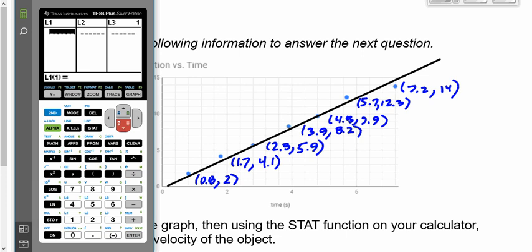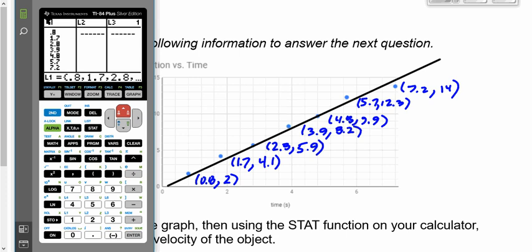So now what I want to do is enter all of these coordinates in a table. My x coordinates are 0.8, 1.7, 2.8, 3.9, 4.8, 5.7, 7.2. Those are my x coordinates. Got that? Remember, my ordered pairs are x comma y, right? So the x axis of a graph would be my x coordinates in the first column of my table.